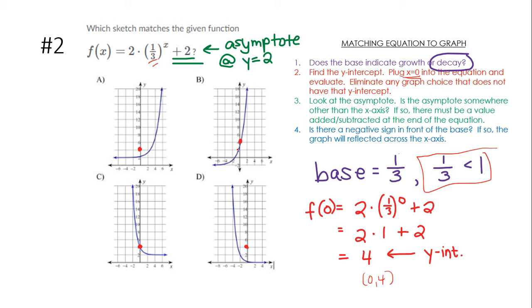So right here, between the growth and decay, you can narrow it down right away. You can also look at the asymptote. Remember the plus k at the end of my exponential function tells me where my asymptote is. That's that brick line, and it happens to be at y equals 2. So I can look for that asymptote at 2 to help narrow down my choices. Hopefully you can see the one that satisfies all of those conditions: it's decaying, it has a y-intercept of (0, 4), and it has an asymptote at y equals 2. You should be able to narrow down with those 3 things given.